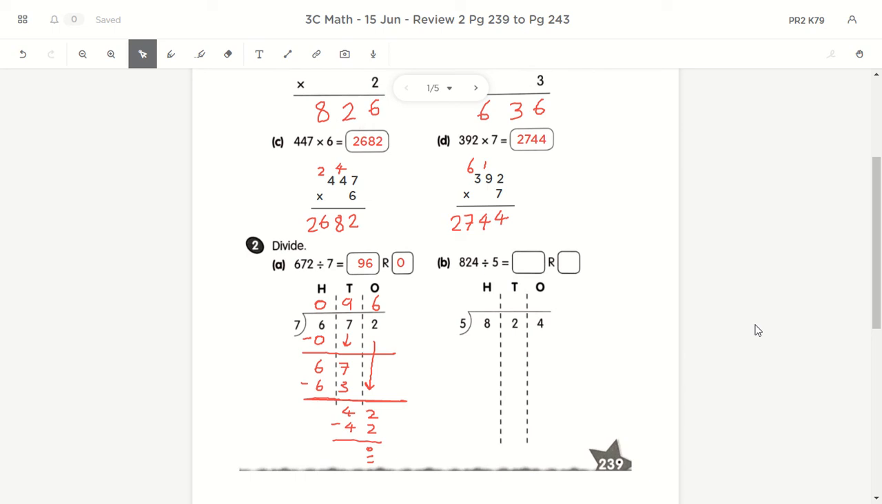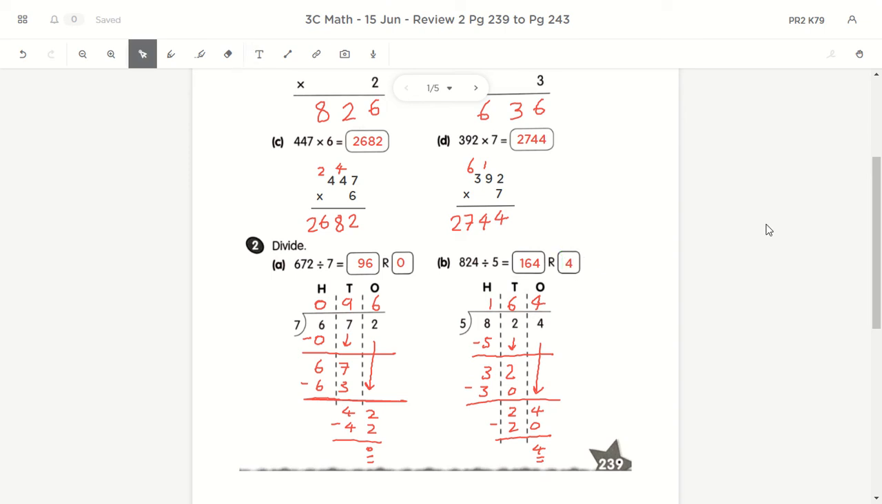Okay, and for the next one, 824 divided by 5. So 5 times 1 give you 5. 8 minus 5 give you 3. Bring down the 2. 5 times 6 give you 30. 2, bring down the 4. 5 times 4 give you 20. And then you have a remainder 4 because there's nothing else to bring down. So over here your quotient will be 164, while your remainder will be 4.